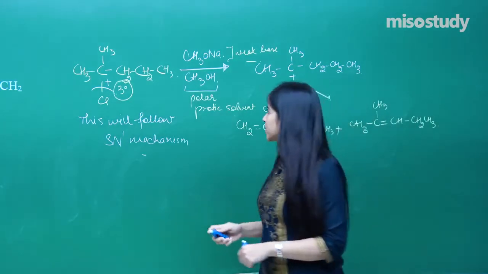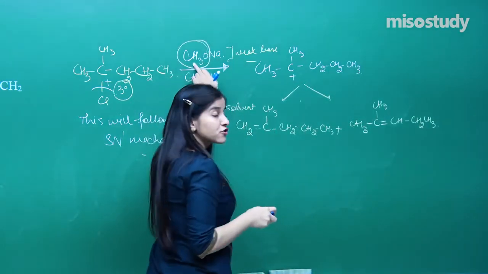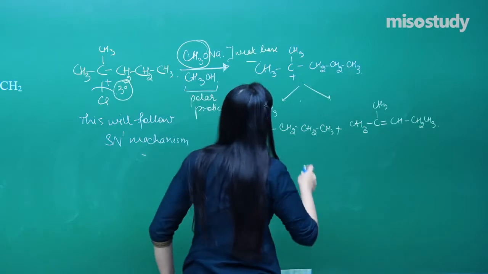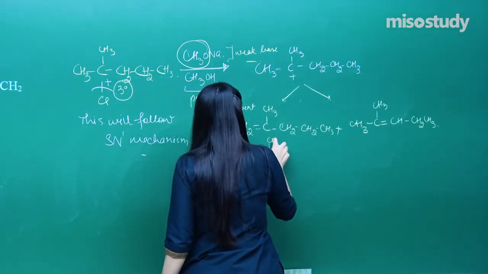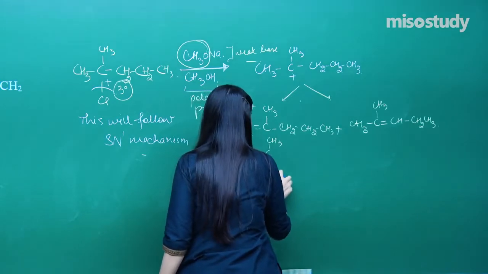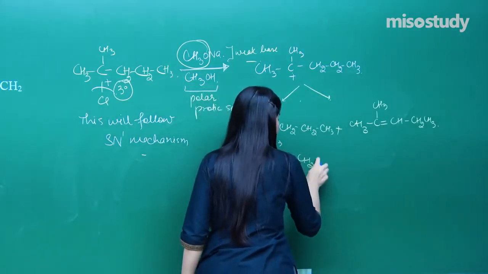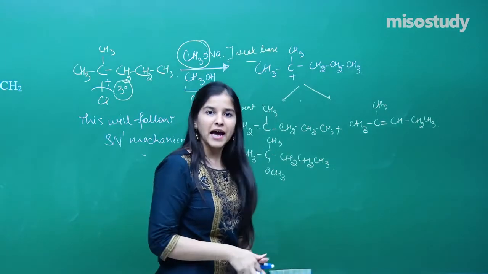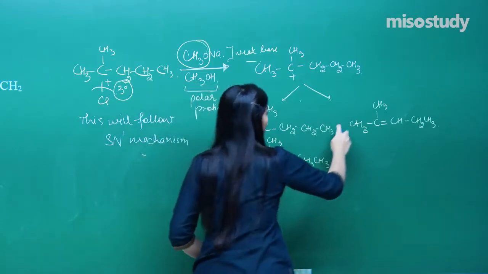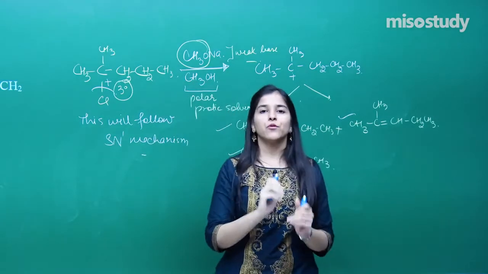What about the substituted? So substitution will be when there is the attack of the base. CH3O negative will be the base over here, and I get the substituted product as this OCH3 coming onto here. So these are the 3 possibilities that we can have over here. A very, very important question, and all the 3 options can be a possibility.